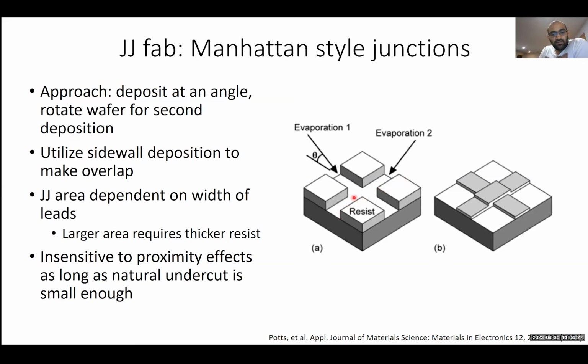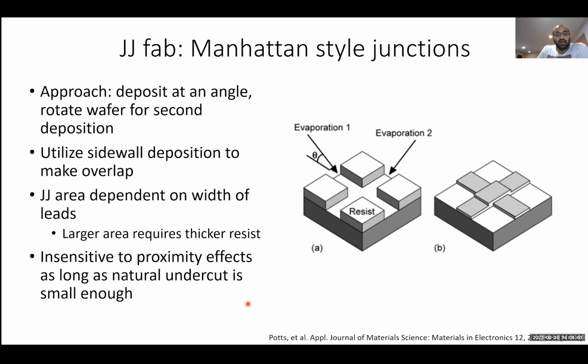And so as a result, in the first deposition, you will only get a line here, and you won't get a line here. And in the second deposition, you will only get a line here, and you won't get a line here. So you'll end up with a pattern that looks like this. And in between the first and second deposition, you have an oxidation step, and now you have a junction. And the nice thing about this is that the junction area is really only dependent on the width of these leads. And of course, if you want a larger junction area, you need a thicker resist in order to make this work.